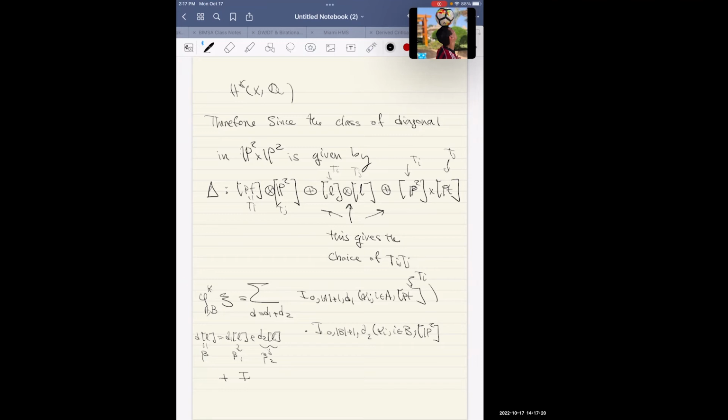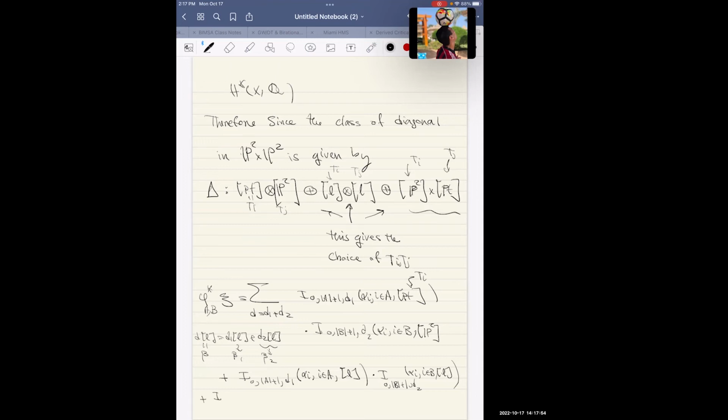So, okay, let's just repeat that. I0 A plus 1, D1, but this time alpha I in A, instead of Ti, I will put the class of L, times I0 of B plus 1, D2, alpha I in B, the class of the line again. We have one last to go. Yes, so that's the last term right here.